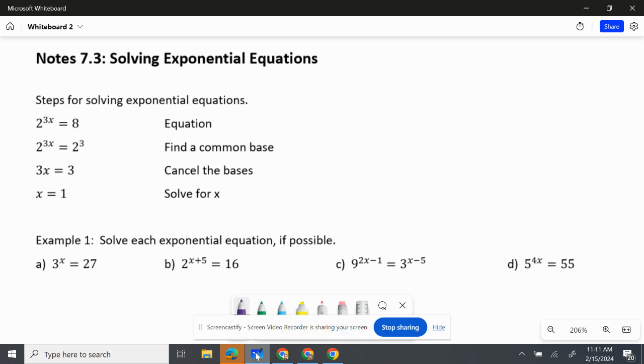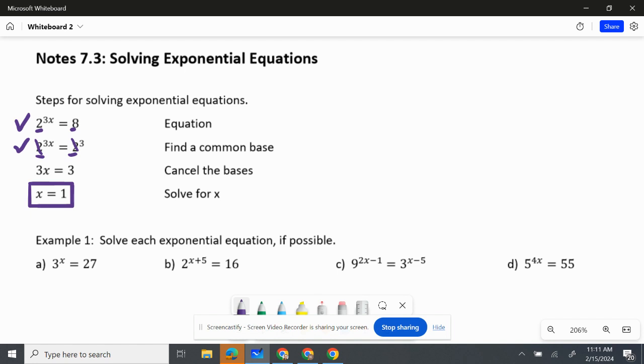Now what we're going to do is solve exponential equations. When we're solving exponential equations, the first thing that we're going to do is look for a common base. So if we're looking at the example already done, we see a 2 and an 8. These are different bases. So our first step is always to make sure that we have common bases. And the reason why is because when we have common bases, they cancel. And we're left with a linear equation, 3x equals 3, which of course means x equals 1.